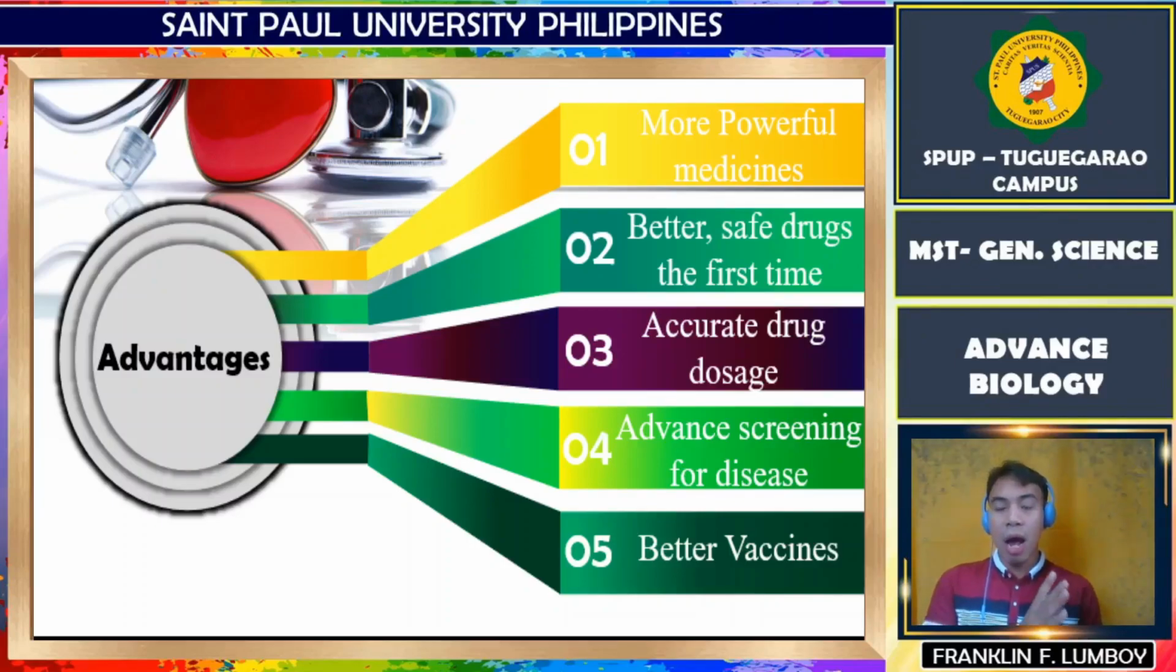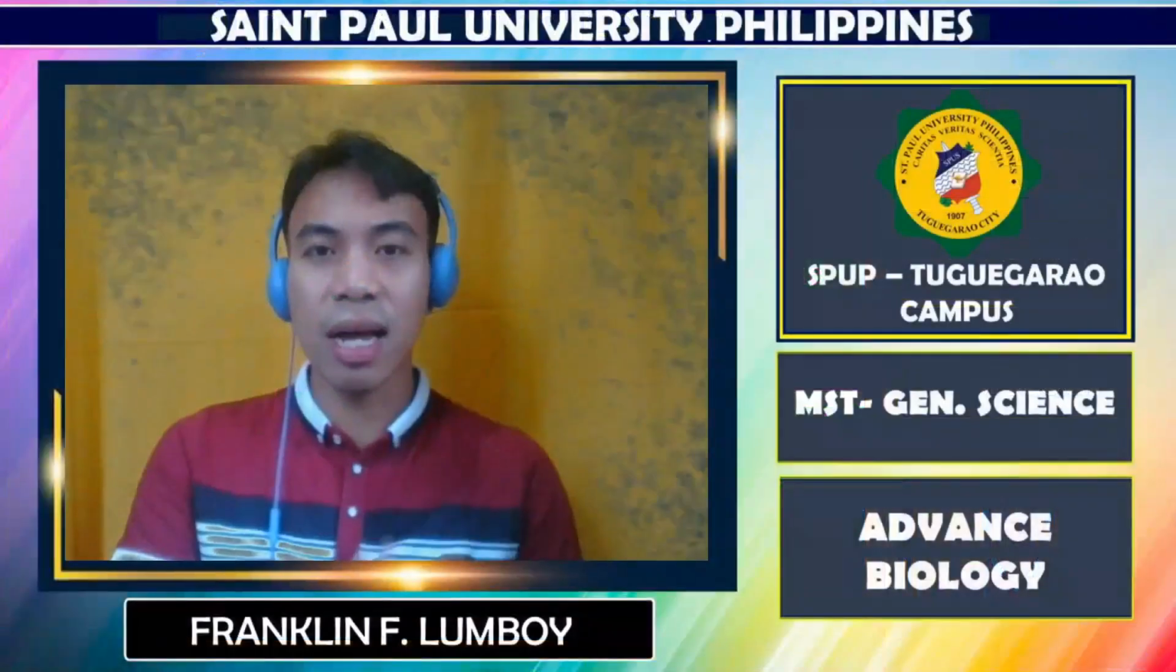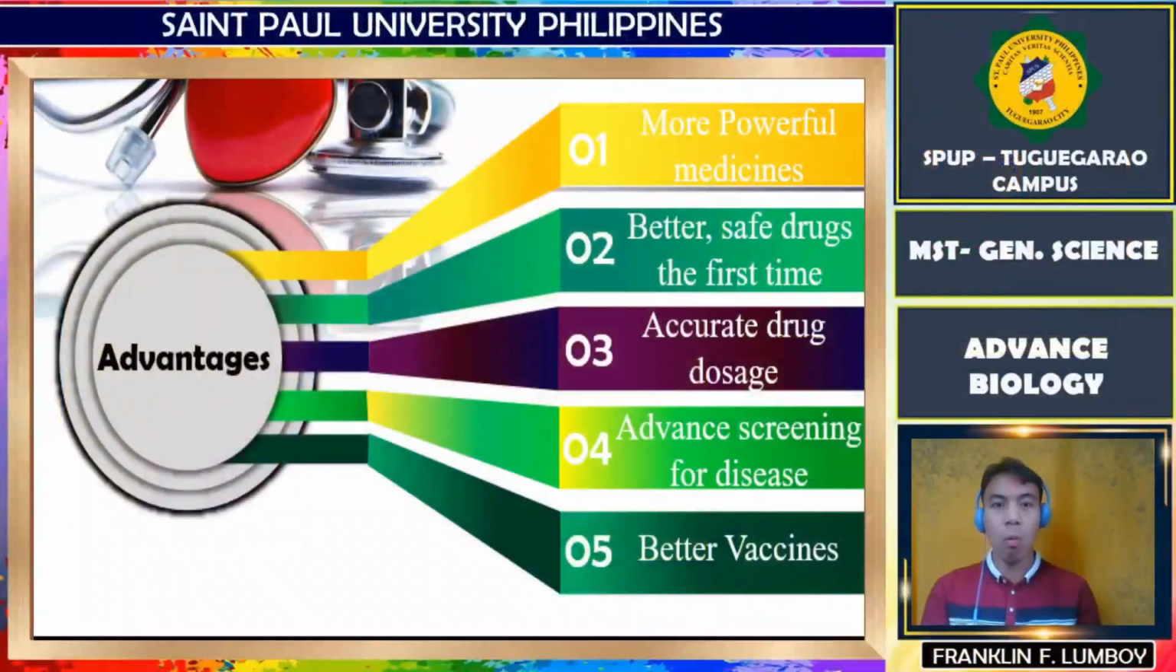If there are advantages or positive benefits of pharmacogenomics, on the other side of the coin, there are also negative aspects of pharmacogenomics, or perhaps barriers, if I may use the term, barriers to pharmacogenomics progress. And what are those barriers? Let's discuss them one by one.